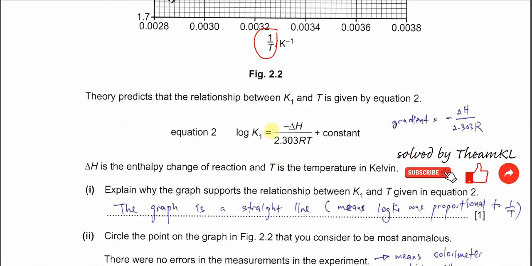So from this equation 2, we know that log K1 is Y, and 1 over T is X. The gradient means negative delta H over 2.303 R. So this is a gradient, and later we use this one to get the enthalpy.